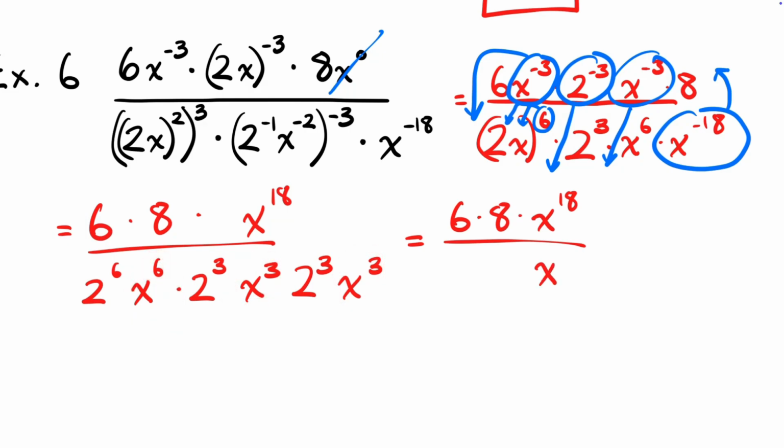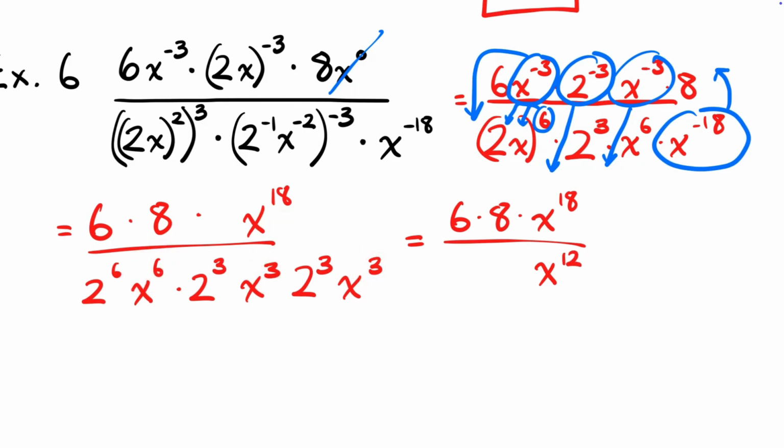What operation am I doing with these powers? Adding. It's the same base and they're being multiplied. So 6 plus 3, and 6 plus 6 is 12. You did 3 and 3 to get 6, and then 6 plus that other 6 is 12. So I got x to the power of 12 as well.